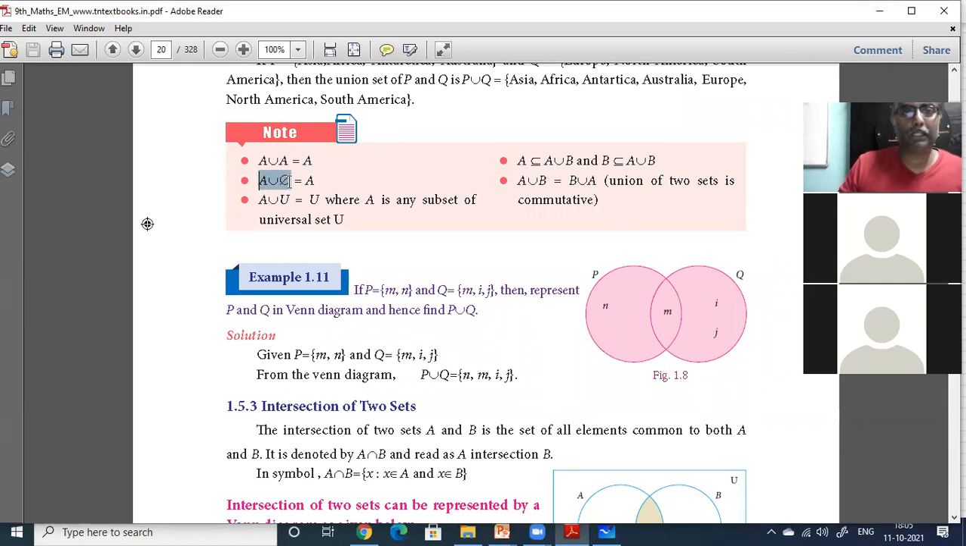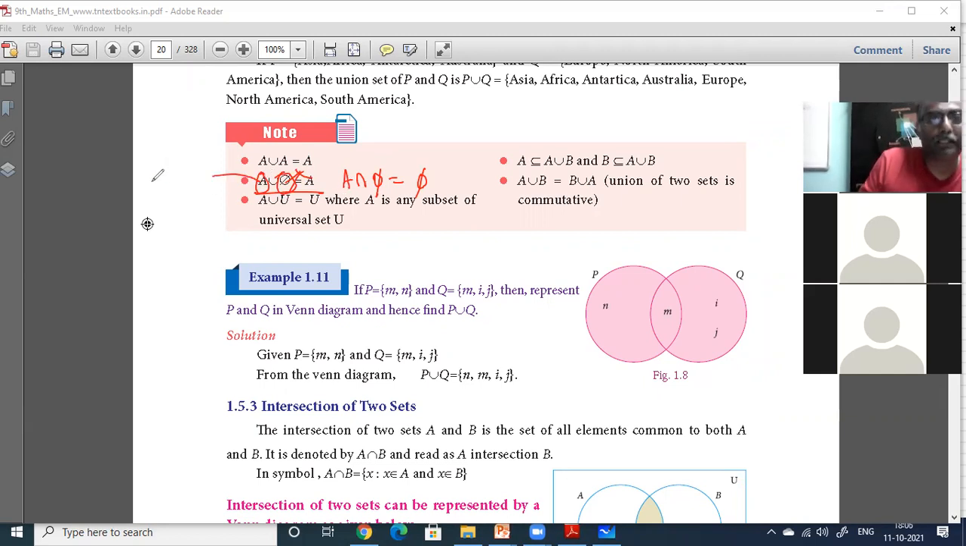A union null set is A. But A intersection null set is what? A intersection null set will be null set. But A union null set will be A. Okay, because the elements are either in A or in null set. So nothing is in null set, no problem. All the elements in A will come in the A union null set. But A intersection null set, it must be both in A and in null set. In null set, there is nothing. So A, whatever, how many elements are in A, doesn't matter. In null set, there is nothing. So A intersection null set will be null set.